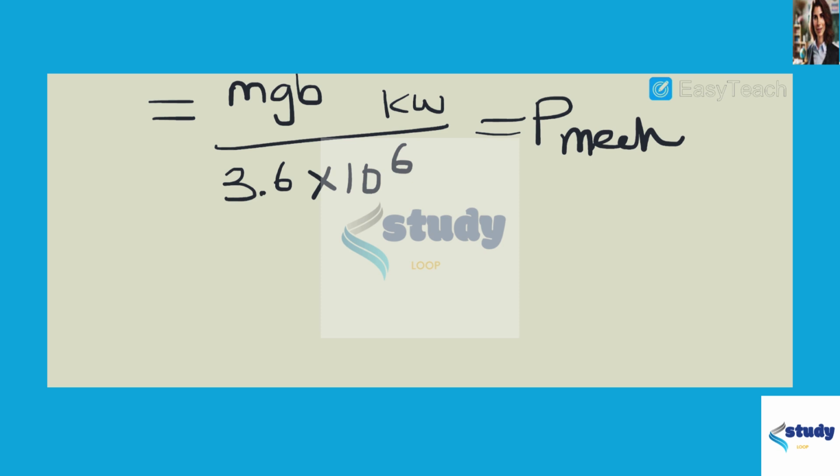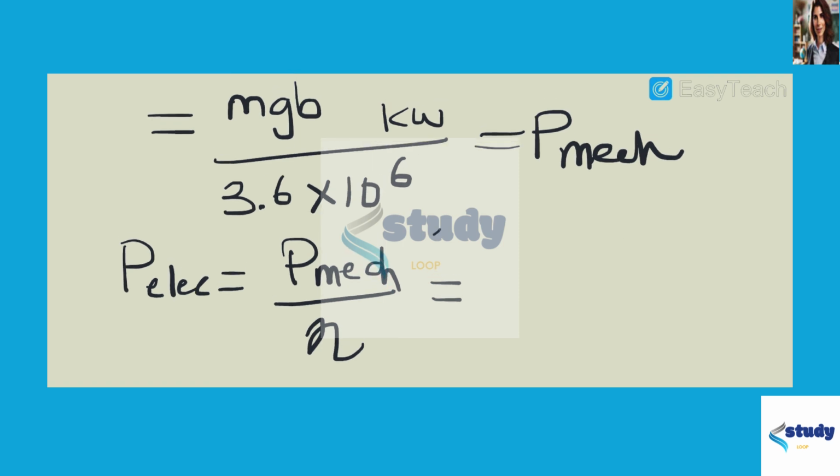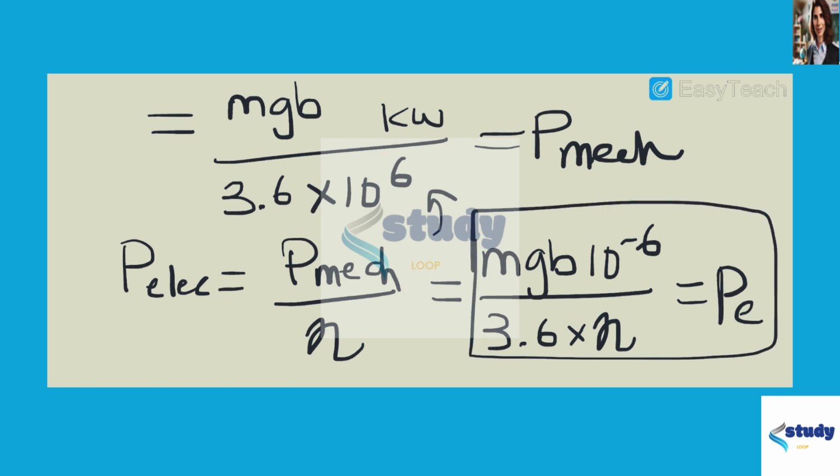Now we're asked for electrical power, so we say that P electrical is equal to P mechanical over efficiency eta. And just by simplifying what we have here, I'm just going to bring the 10 to the negative 6 to the top. What we're left with is mgB times 10 to the negative 6 all over 3.6 times eta is equal to the electrical power. And that is our electrical power requirement in SI units, expressed in kilowatts.